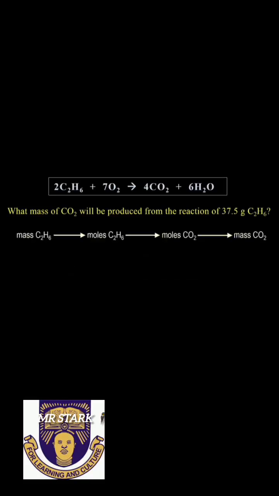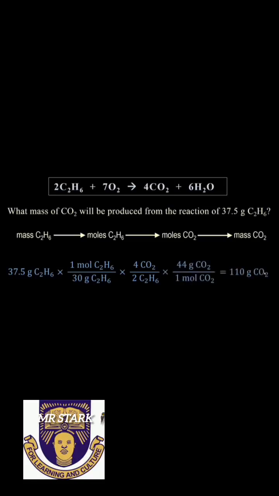Here is our map. We start with what's given, convert to moles, then the mole-mole conversion, then convert to mass of carbon dioxide. So the reaction of 37.5 grams of C2H6 produces 110 grams of carbon dioxide.